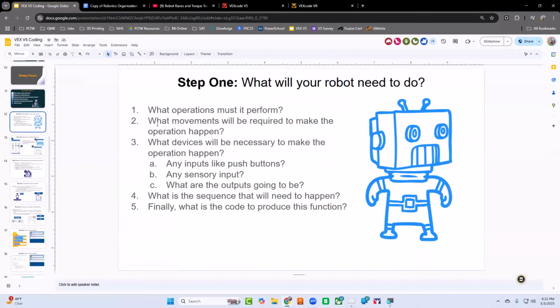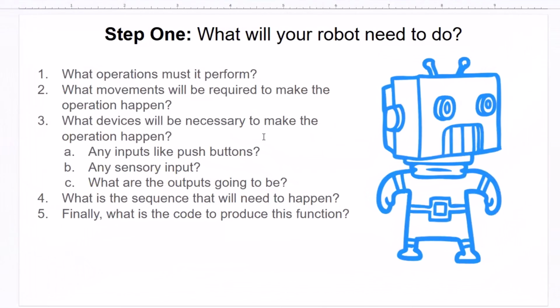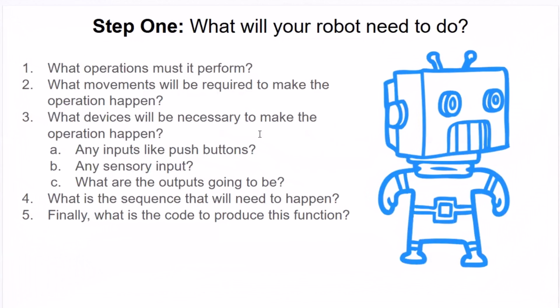So I'll kind of roll back up here now. So step one, this is a little more detailed about it. What's your robot going to need to do? So I just ask them a bunch of questions. I usually use this slide. I'm like, this is what we need to think about.